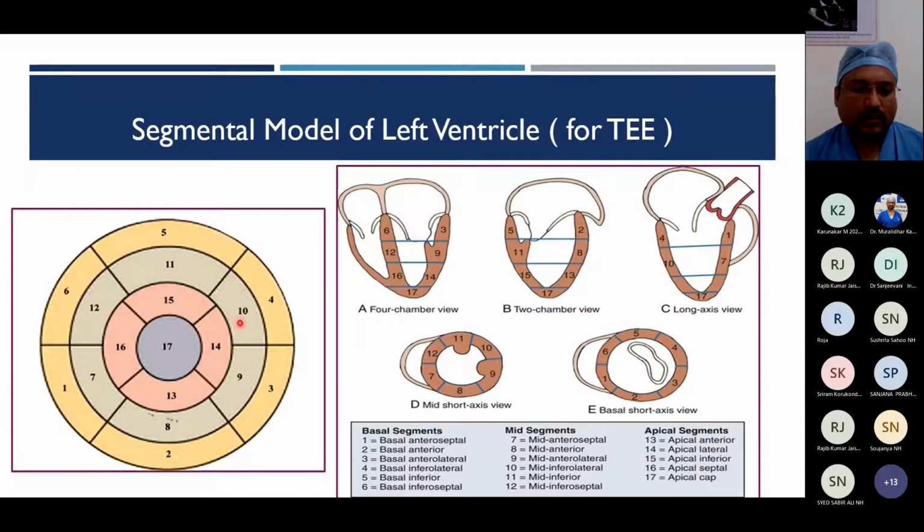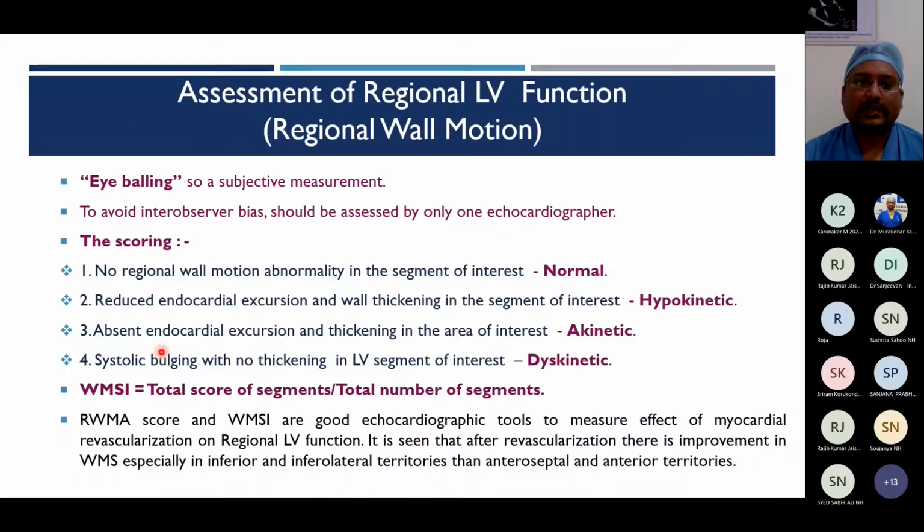This is the 17 segment model. It starts with the basal anteroseptal, and it goes on with the basal anterior, basal anterolateral, basal inferolateral, basal inferior, basal inferoseptal: 1, 2, 3, 4, 5, 6. Then comes the mid segment from 7: mid anteroseptal, mid anterior, mid anterolateral, mid inferolateral, mid inferior, mid inferoseptal. Then comes the apico anterior, apicolateral, apico inferior or apico posterior, and apicoseptal, and then there is the apex. So this is how the nomenclature of the segments goes in the TEE.